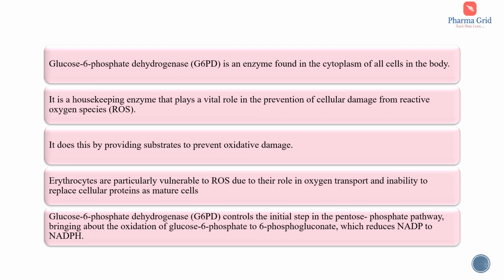Erythrocytes are particularly vulnerable to reactive oxygen species due to their role in oxygen transport and inability to replace cellular proteins as mature cells. Glucose 6-phosphate dehydrogenase controls the initial step in the pentose phosphate pathway, bringing about the oxidation of glucose 6-phosphate to 6-phosphogluconate, which reduces NADP to NADPH.